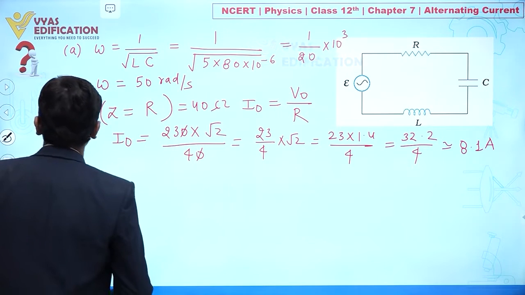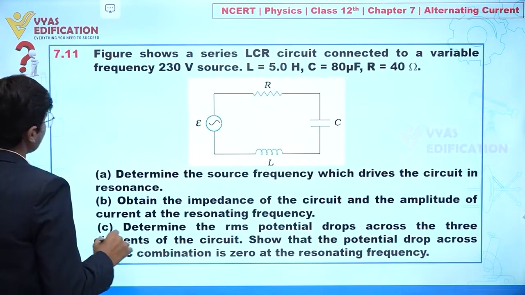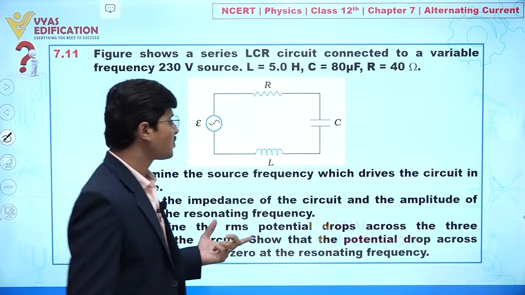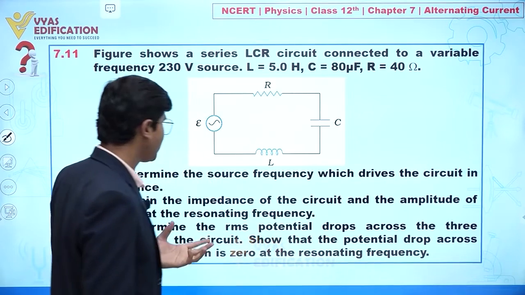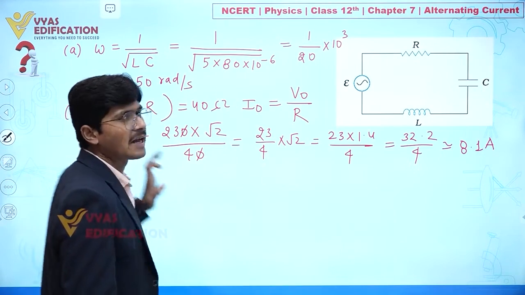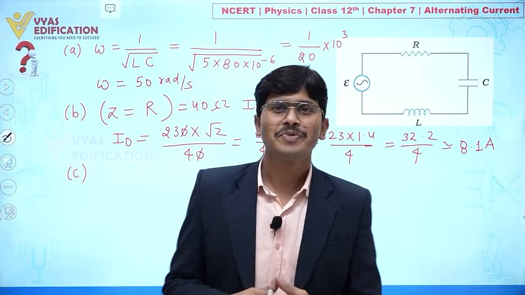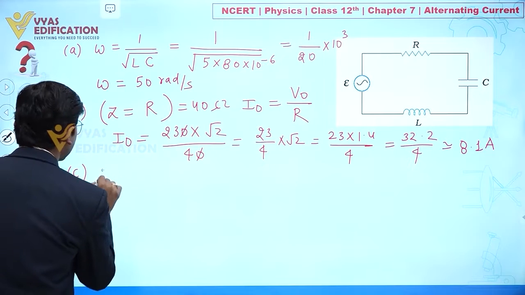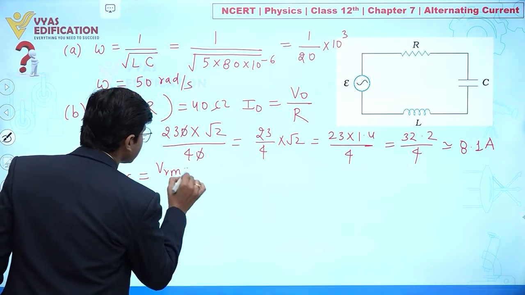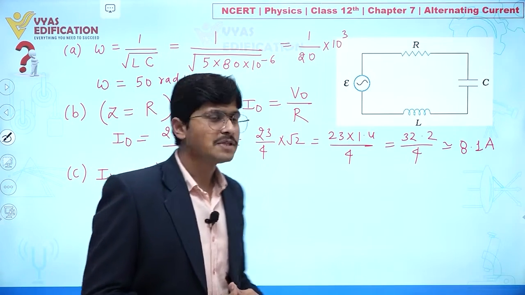Clear? Yes. Now what is our next objective? Next objective in this question: determine the RMS potential drop across the 3 elements of the circuit. So if we want to find the RMS potential drop, first we will calculate IRMS. IRMS is given by VRMS divided by capital Z. VRMS is equal to what?